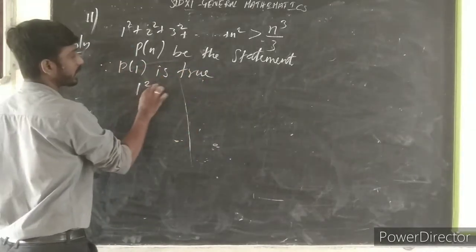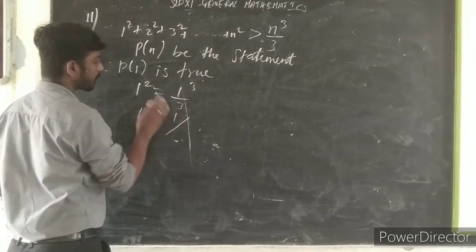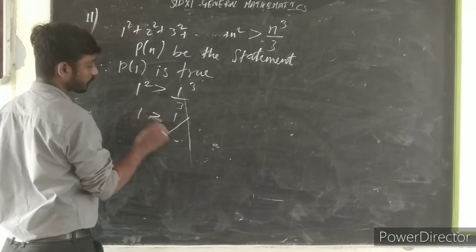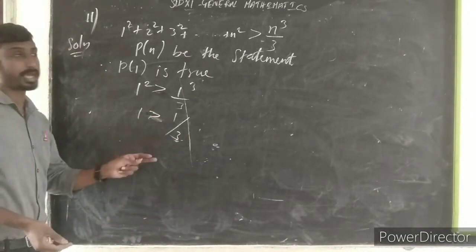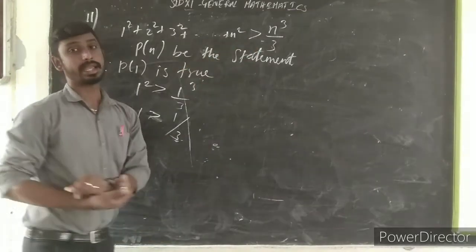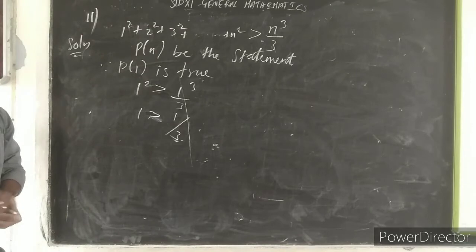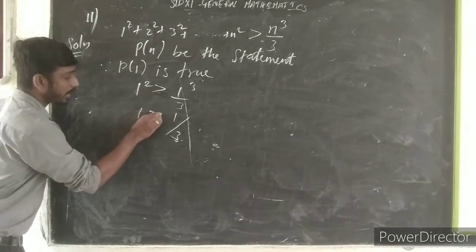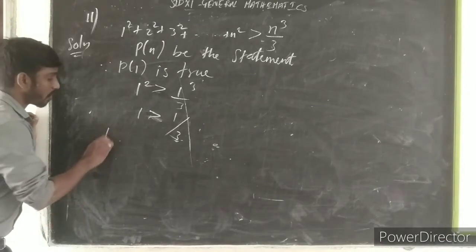So listen here, 1 square equals 1, and 1 cube divided by 3 is 1 by 3. The left side will be greater than this, because they are asking for greater than n cube by 3. So 1 is greater than 1 by 3. So here we find that P of 1 is true.